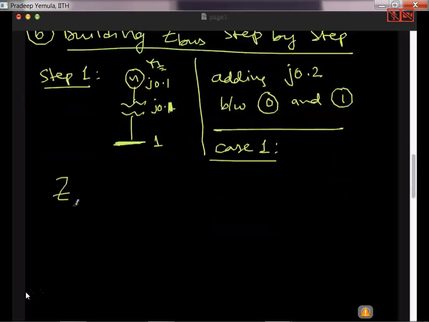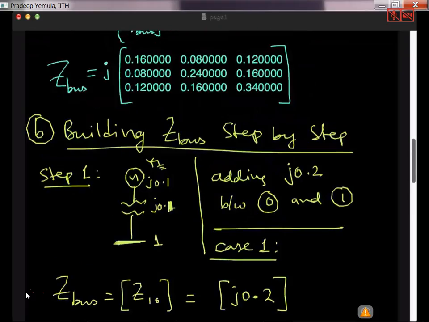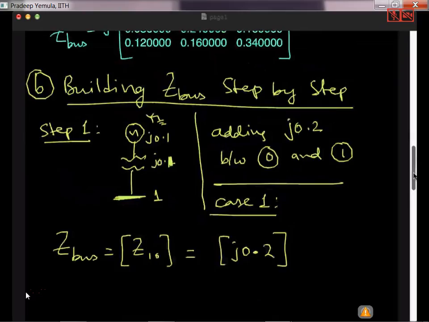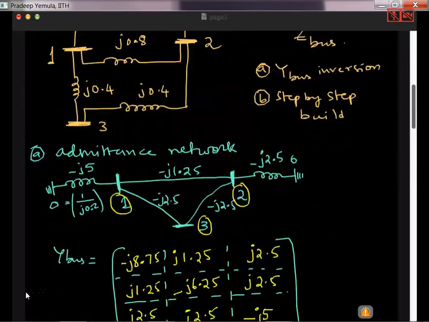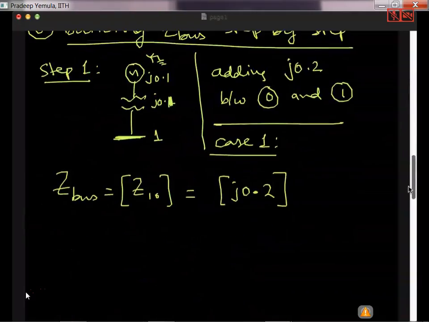So therefore what is Z bus? Z bus is nothing but Z10, which is nothing but J0.2. So this is done. So in fact now if I go up, we are getting another bus here. So this part we have taken care of. Now I consider this one, J0.2, J0.2 connected to bus 2. So what I have to do now?